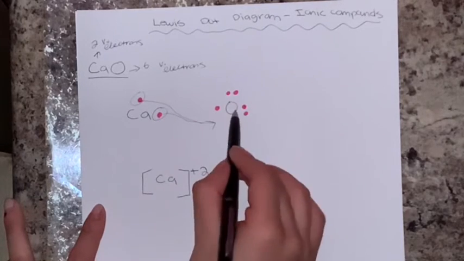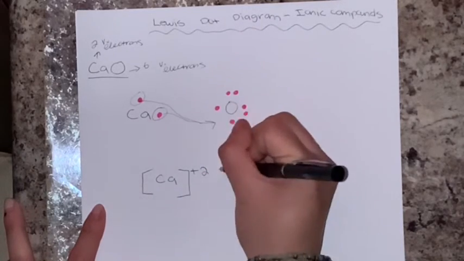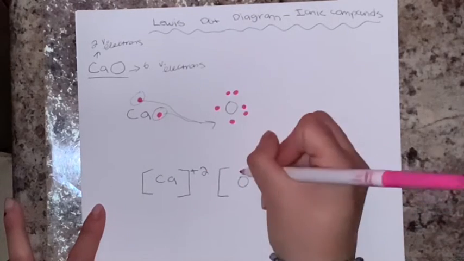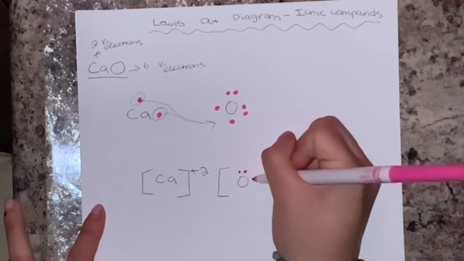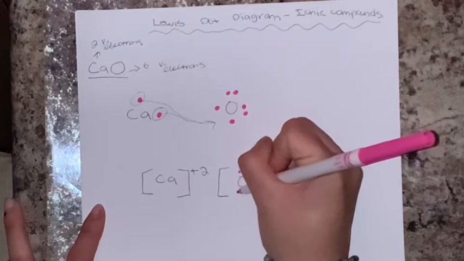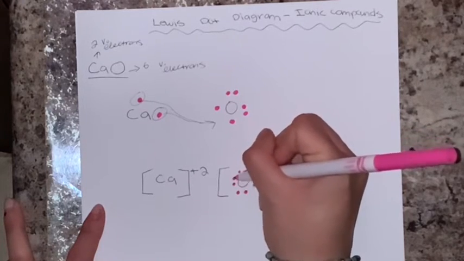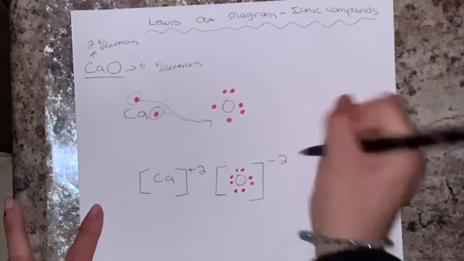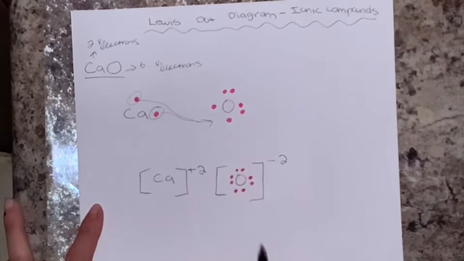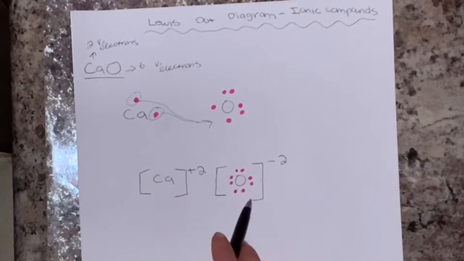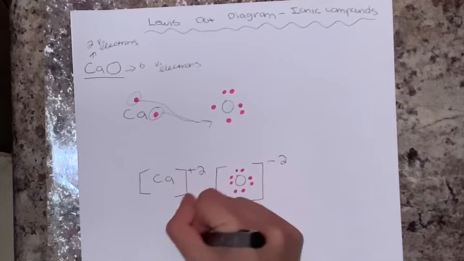So it lost 2 valence electrons, so it's going to have a positive 2 charge. And oxygen will gain these 2 valence electrons to complete the octet rule. And here we're going to draw a total of 8 valence electrons around the chemical symbol oxygen. And since it gained 2 valence electrons, it's going to have a negative charge of 2. And so this is an ionic compound, calcium oxide.